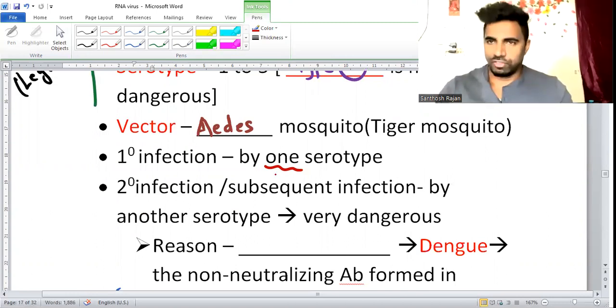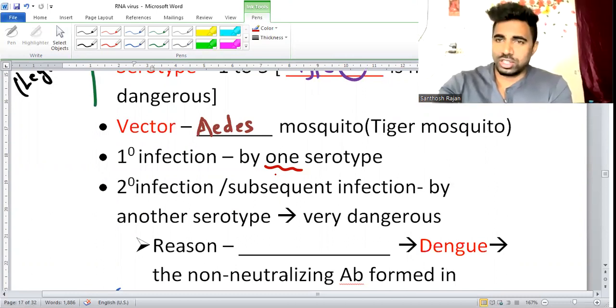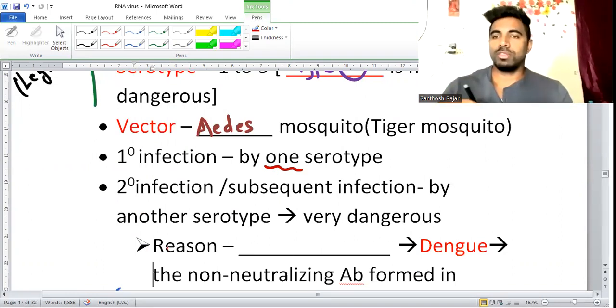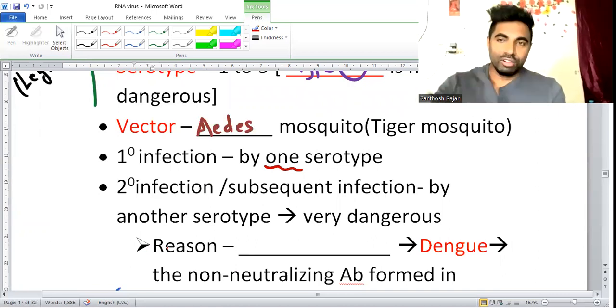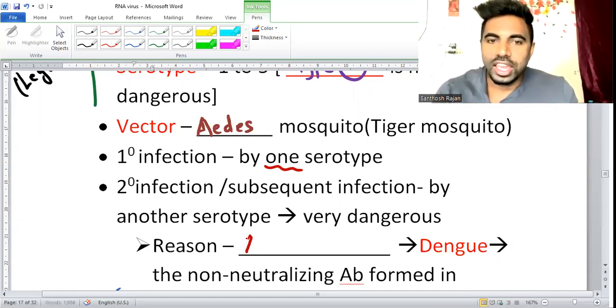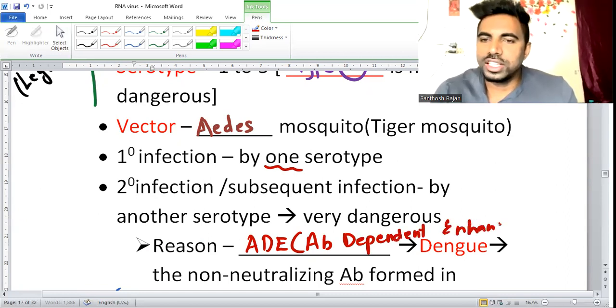Usually, when you get a first infection, there's antibody production, which will protect you from second-time infections. But in dengue, it's the opposite. That's the important thing. The antibody from the first infection, instead of protecting you, starts increasing the severity of the second infection. Instead of protecting, it's causing more harm. What is that mechanism called? ADE, antibody dependent enhancement. Please remember, this is typical only for dengue.